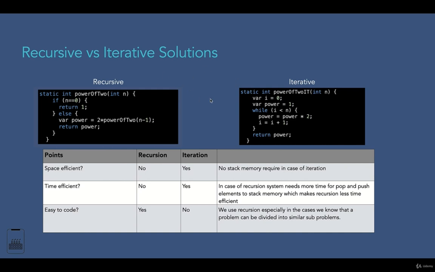So with this we have completed our lecture. Here we have compared the recursive solution with the iterative solution. Hopefully you have understood the main differences between them.